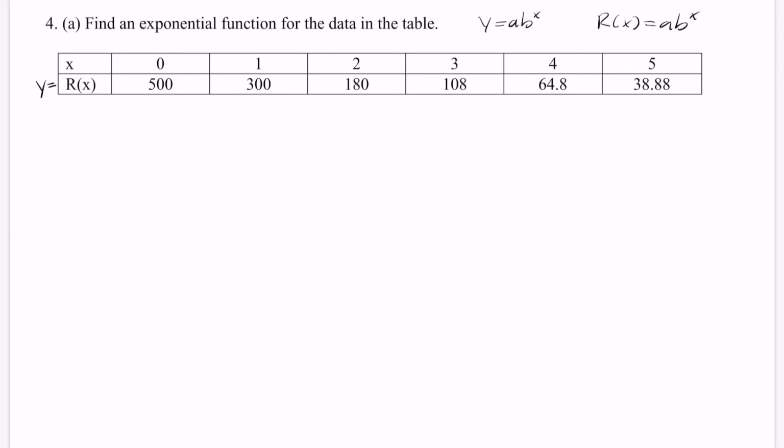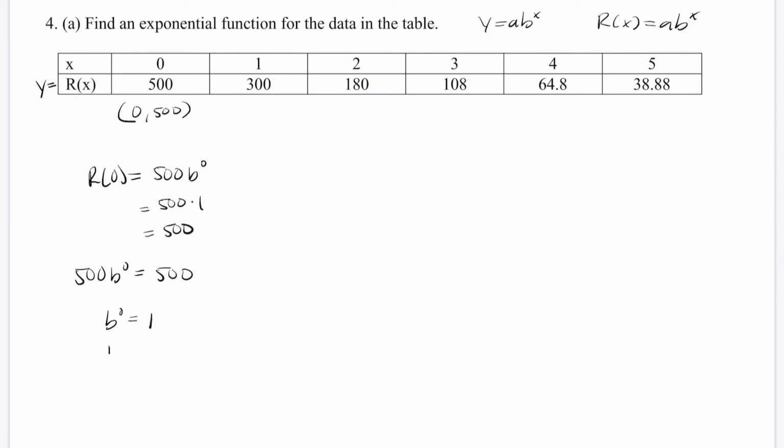So let's pick an ordered pair. This one's 0, 500. What happens if we plug this in? r of 0 equals 500 times b to the 0 power, which is 500 times 1. And that gives us 500. Now let's see, was that helpful at all? Well, we have 500 times b to the 0 power equals 500. Can I figure out a way to solve this for b? Well, dividing both sides by 500 gives me b to the 0 equals 1, or 1 equals 1. So this was not helpful.